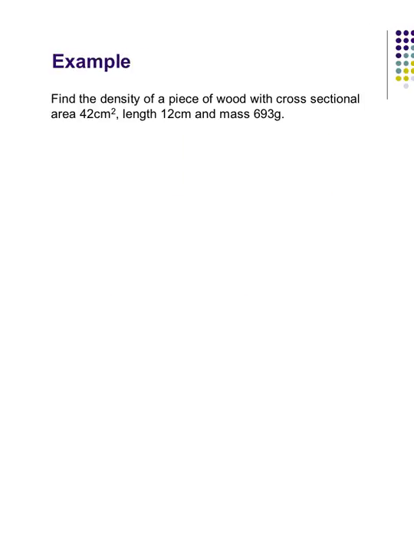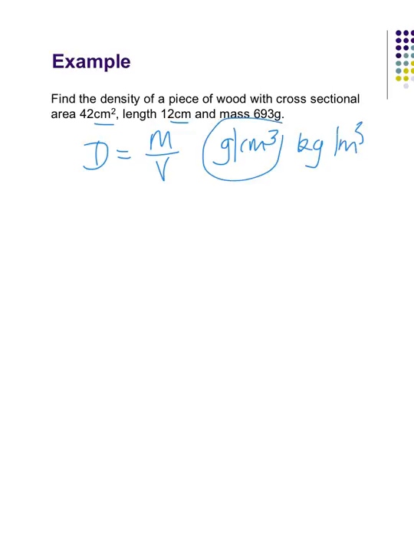In this question here, we want to find the density of a piece of wood with cross-sectional area 42 centimetres squared and a length of 12 centimetres. So good, our units are all right there. And we're told that the mass is 693 grams. Using our formula, we know that density equals mass over volume, and it's either grams per centimetre cubed or kilograms per metre cubed. So we've got our grams and centimetre cubed, so we're all right, our units are fine.